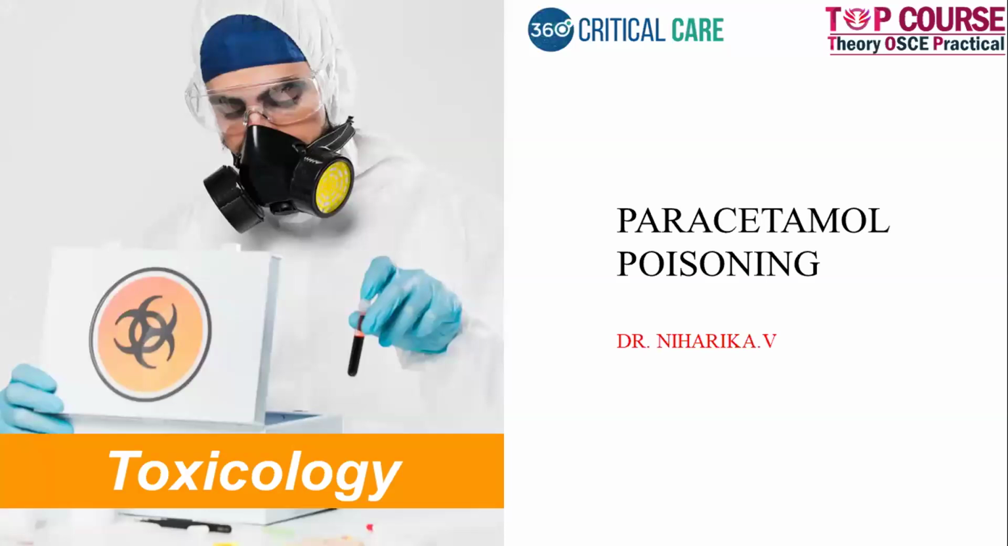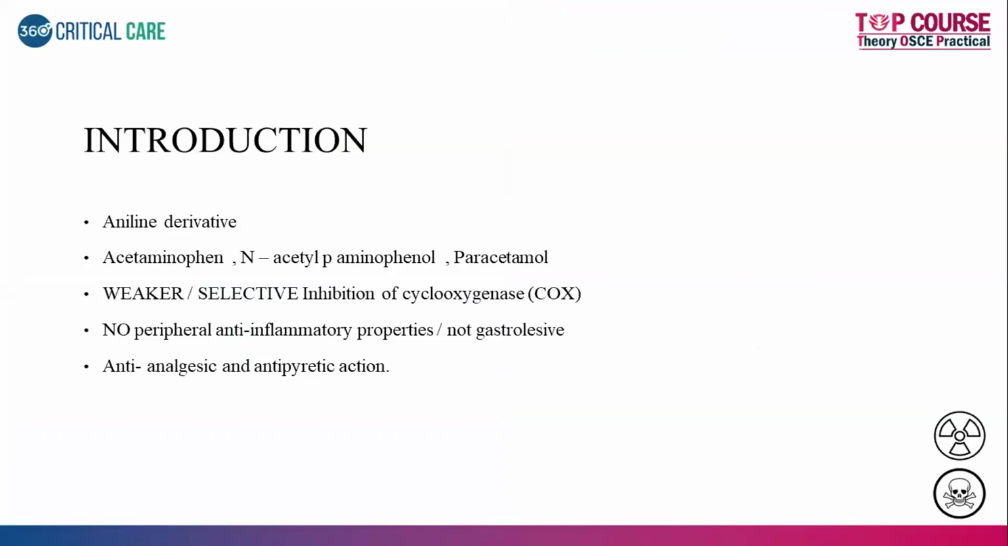Now coming to the second one, paracetamol poisoning. A very, very important type of poisoning, the most asked question in your exam. Paracetamol is usually an aniline derivative and it has a lot of different names. It is also known as acetaminophen, also known as N-acetyl-p-aminophenol. What is the mechanism of action? It is a weak, selective inhibitor of the cyclooxygenase enzyme. It has analgesic and antipyretic action, but it doesn't have peripheral anti-inflammatory properties.